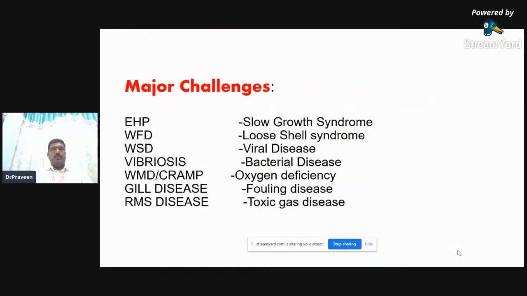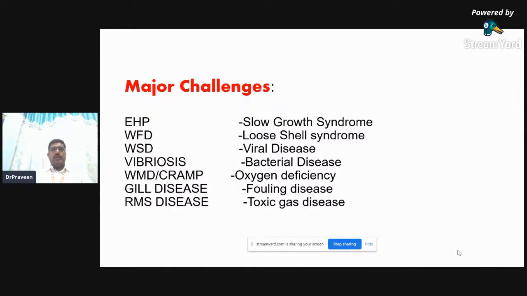Nowadays, I also have to bring to your notice the major challenges. EHP is one of the dangerous diseases we have been facing in the shrimp industry for 2.5 years. We call it slow growth syndrome, caused by Enterocytozoon hepatopenaei, a microsporidian parasite. It causes slow growth, sometimes no growth also. Second, white fecal disease, which most farmers are now facing throughout India, leads to loose shell syndrome. Most farmers do culture successfully, but at the end they won't get anything because loose shell may develop because of this white fecal disease.